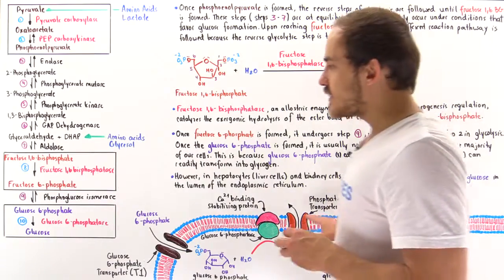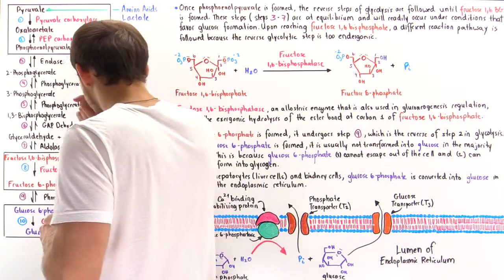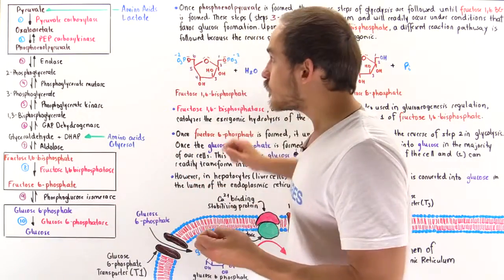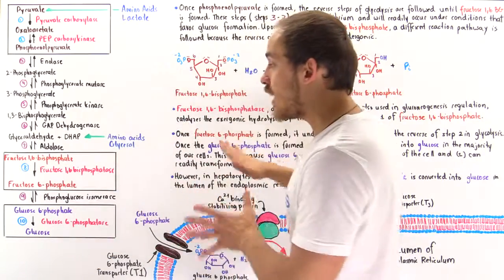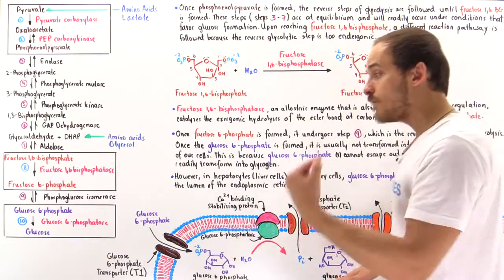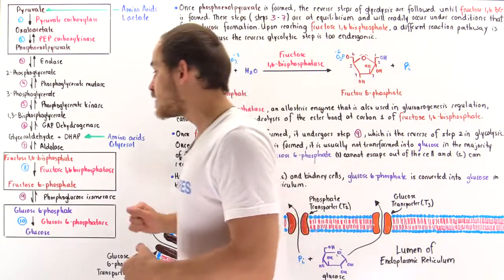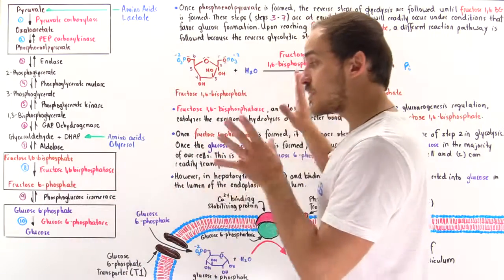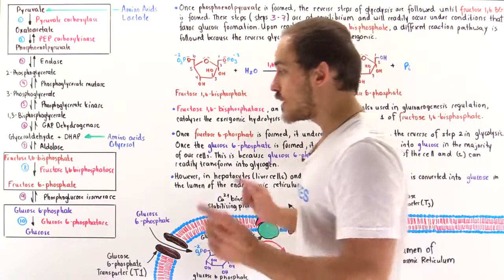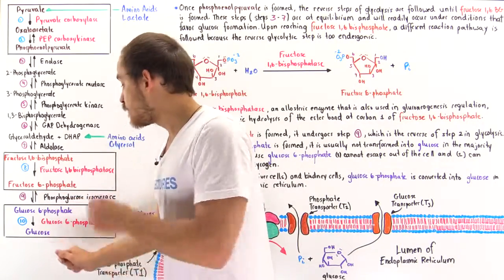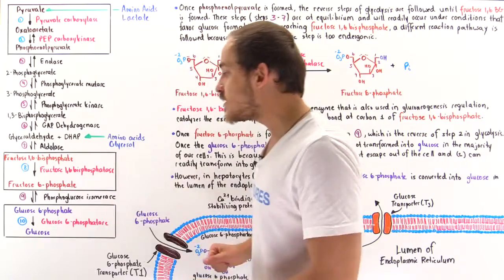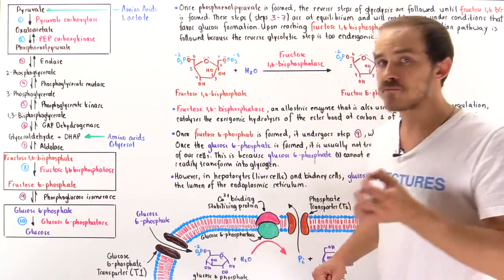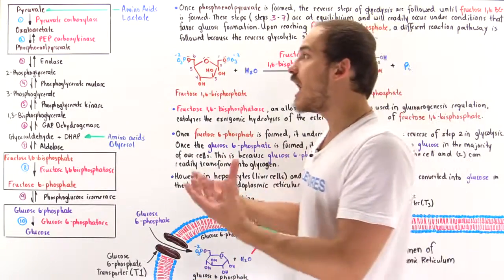Okay, so how exactly does step 10 actually take place? Well, first of all, as in this case, step 10 in gluconeogenesis is not simply the reverse of step 1 in glycolysis. And that is because, for the same reason that we discussed earlier, in glycolysis, the transformation of glucose into glucose 6-phosphate is a very exergonic process. It releases lots of energy.